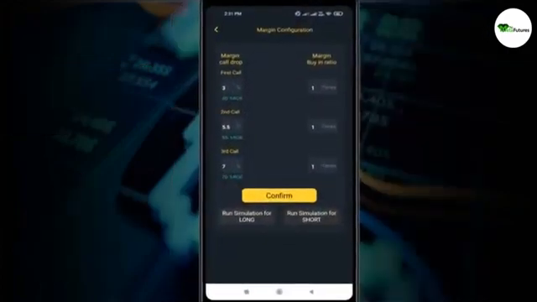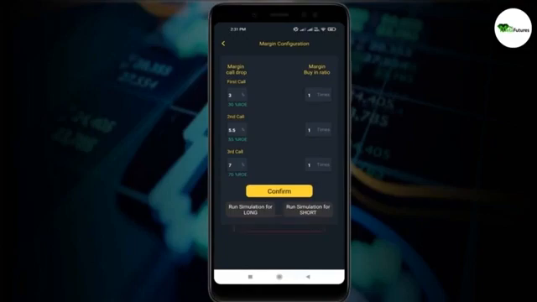The run simulation option presents a chart of analysis showing how much loss is recoverable if the price of the coin drops.